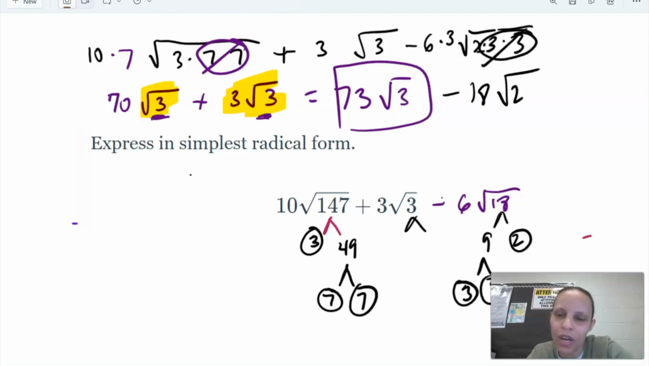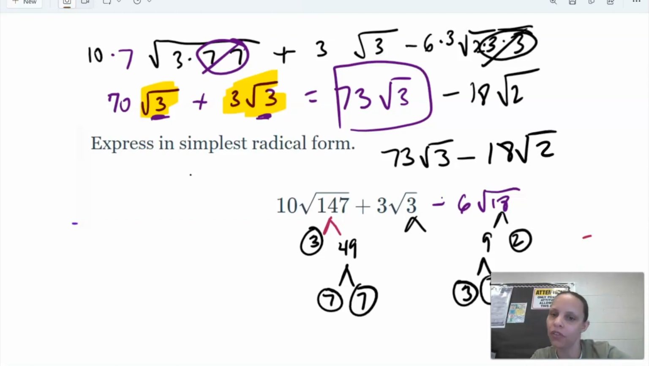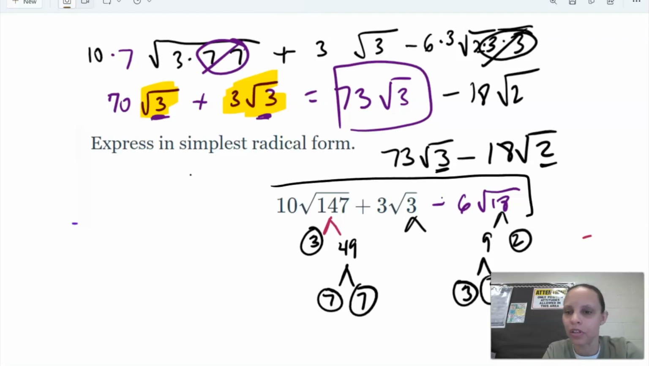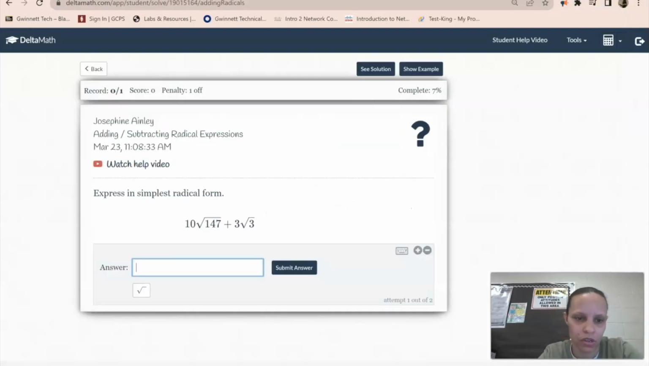And unfortunately, when I made this question up, I can't combine that. So I'm actually done. So this answer would be, because I cannot combine it, 73 radical 3 after I combine those two, minus 18 radical 2. So don't think that you're wrong if it's not all one radical. You can only combine radicals if the radicand is the same. Okay, so in the EOC, expect a question like this, where you can get an answer like that. It's fine. That's okay. All right, so my answer was 73 radical 3.